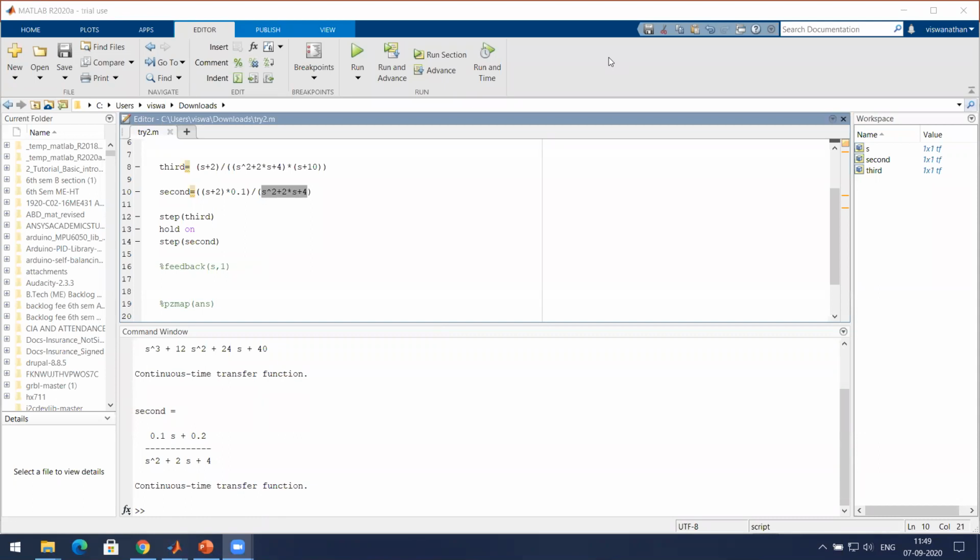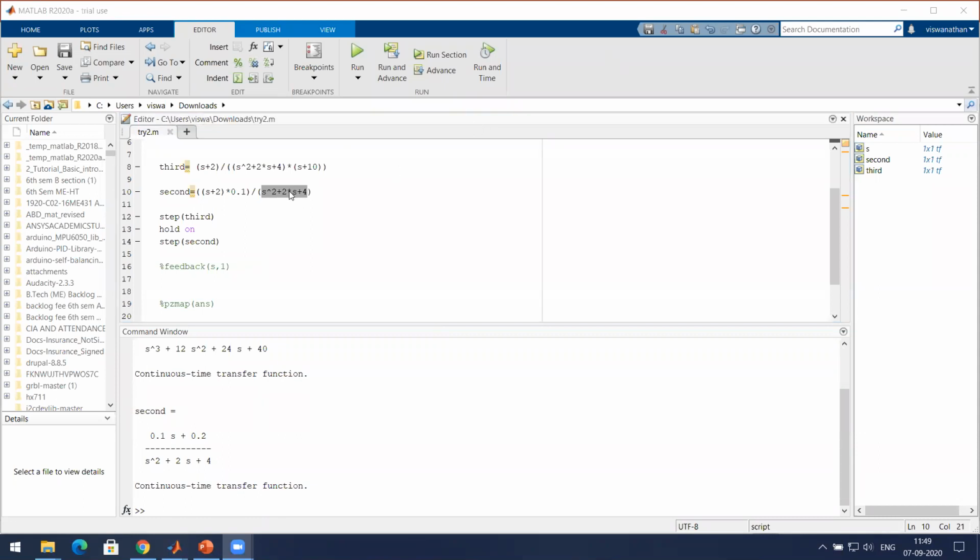So s square plus 2 zeta omega n s plus omega n square, that is the form. So s square plus 2s plus 4 should be compared with s square plus 2 zeta omega n s plus omega n square. So this is how you find zeta and omega n from this. Once you know zeta and omega n, you can find the step response of the system.